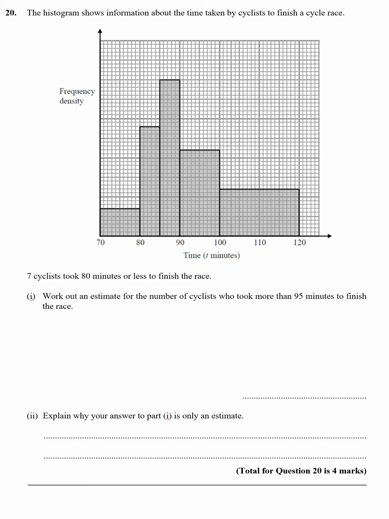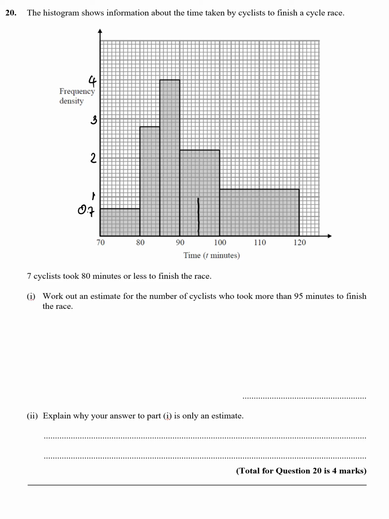Right, so we've got 7 cyclists took 80 minutes. So that's 10 there. So actually that's got to be 0.7 because it's 0.7 times 10. Remember, it's the area that gives you the frequency. So let's look at the scale. That's 0.7. That must be 1. That's 2, 3, 4. Now, work out an estimate for the number of cyclists who took more than 95 minutes.